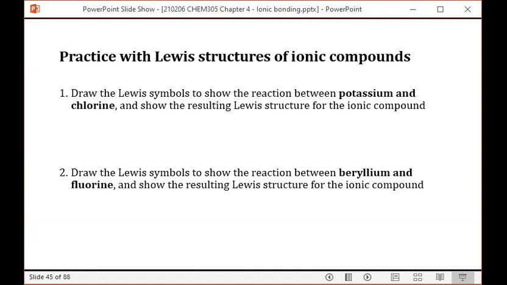And then for number 2, draw the Lewis symbols to show the reaction between beryllium and fluorine, and show the resulting Lewis structure and formula for the ionic compound. You can just add in the formula.